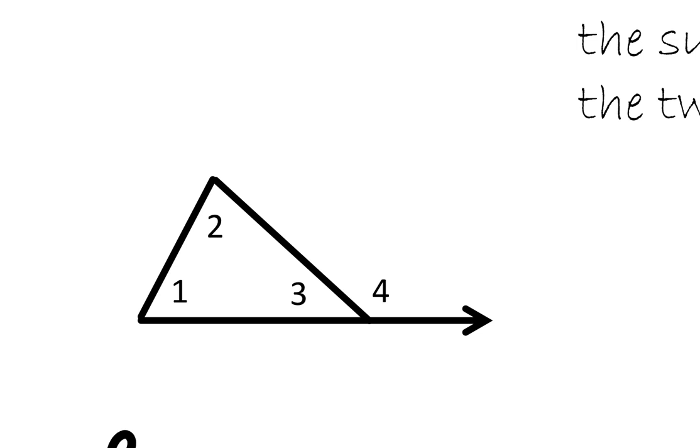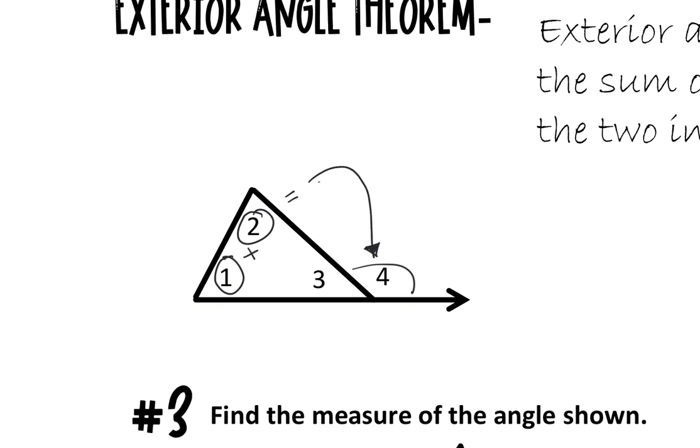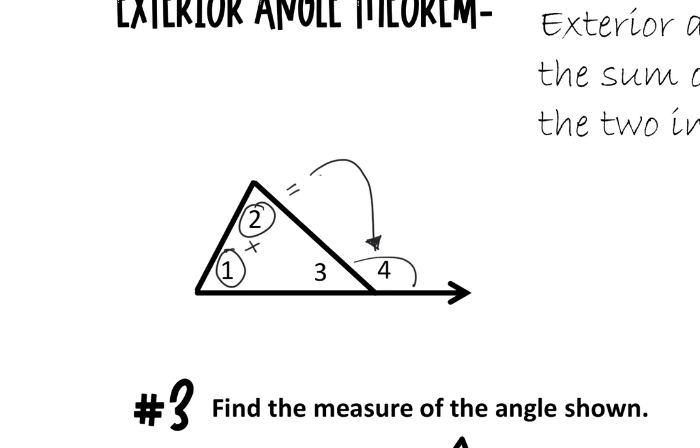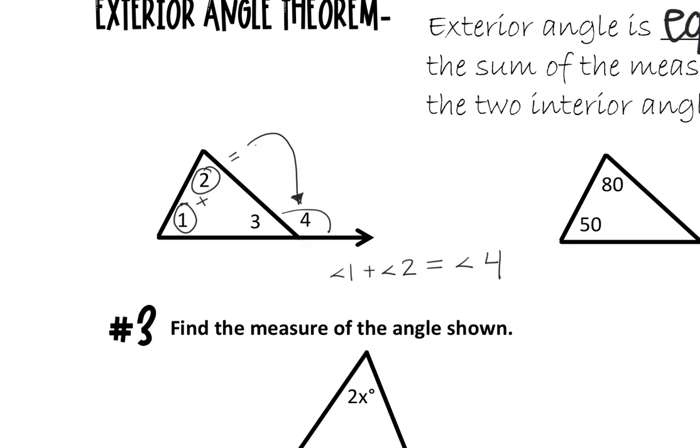But they're saying that angle 1 plus whatever angle 2 is going to be equal to the outside, the exterior angle, which is angle number 4. So for the exterior angle theorem, in this case, it's angle 1 plus angle 2 that's equal to angle 4. That's what that theorem is saying.